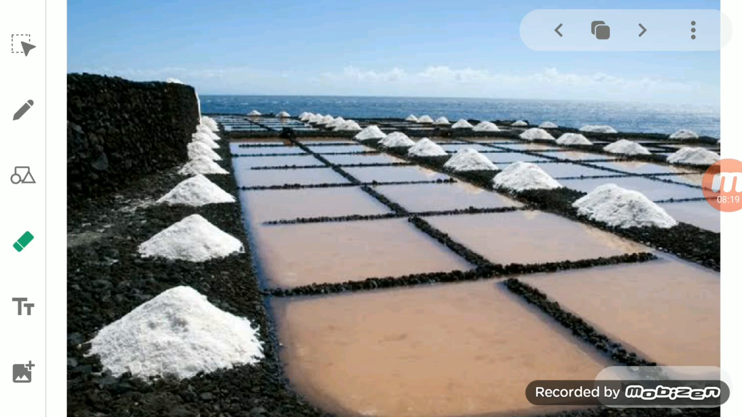Now where do we use this process of evaporation? Basically, the process of evaporation is used on a large scale to obtain common salt from seawater. You can see here there is the sea, and salt is obtained from this sea water. The sea water is stored, and from there it can be extracted.